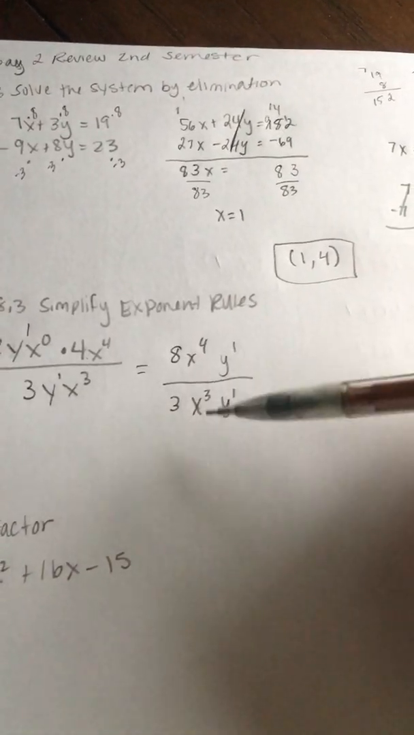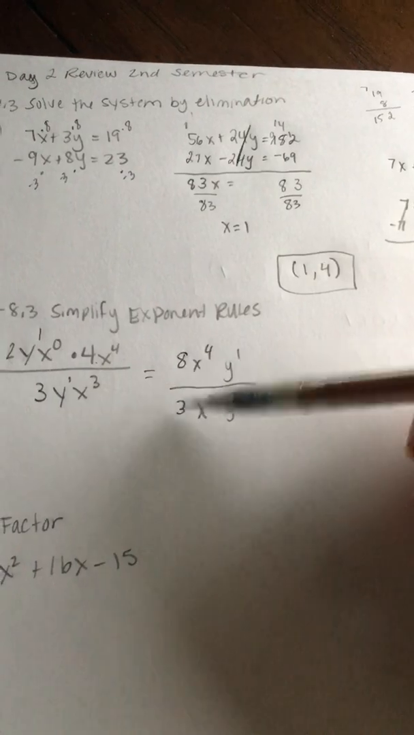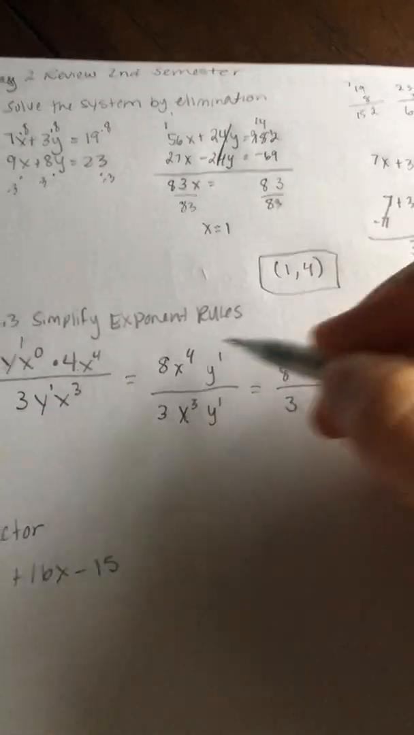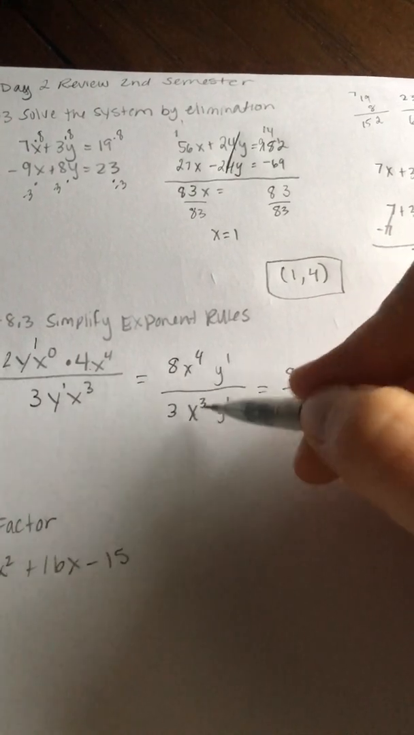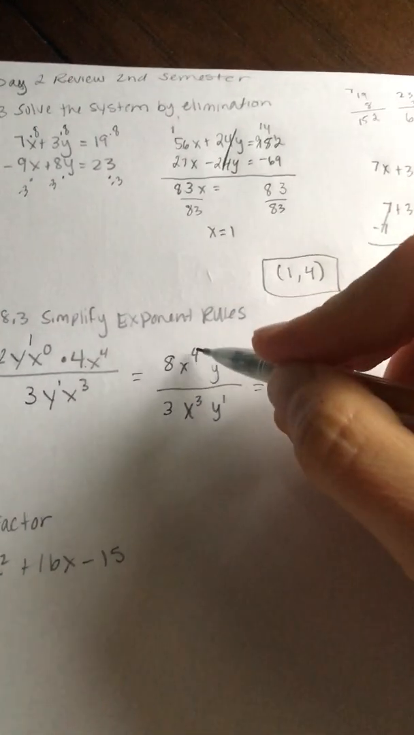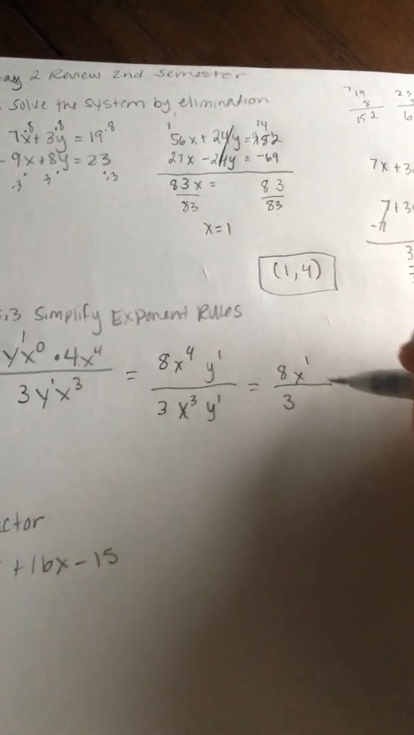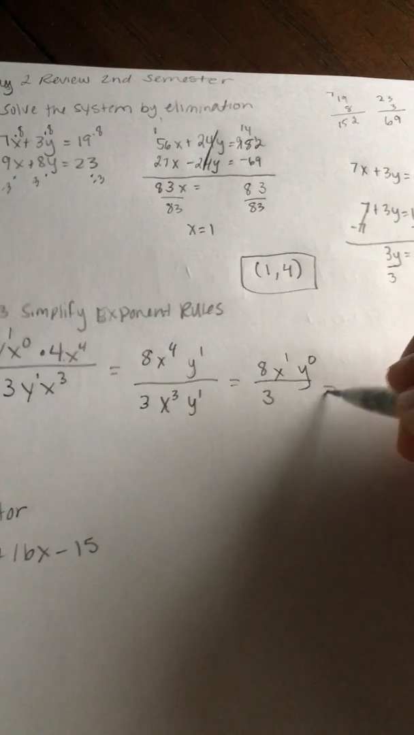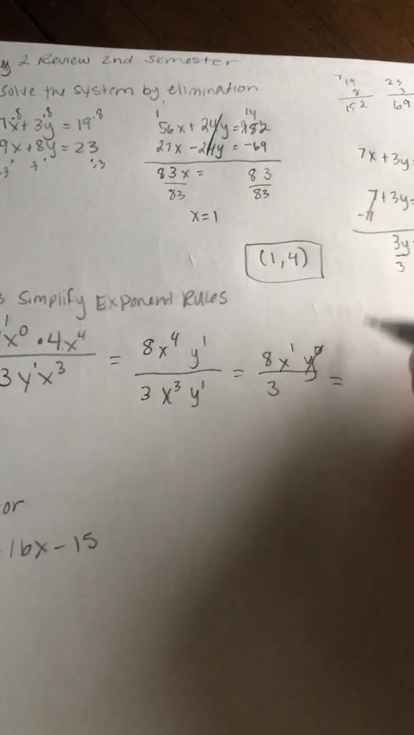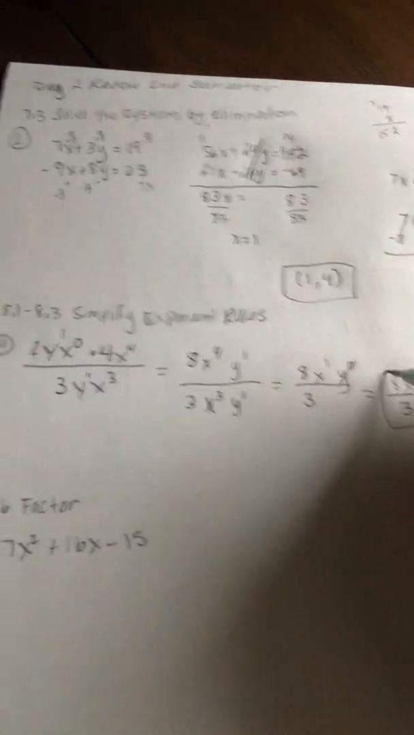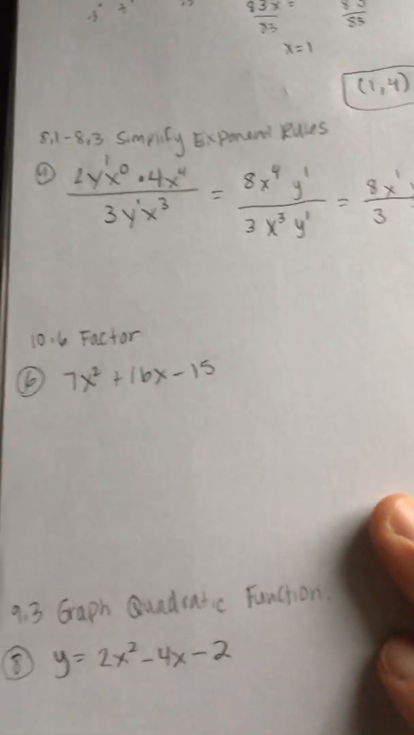Now I can work top to bottom. These don't have the same base, so my 8 and my 3 are staying. These have the same base, so I'm going to subtract those exponents. These have the same base, so I'm going to subtract those. 4 minus 3 is 1, and 1 minus 1 is 0. Anything to the 0 power, remember, becomes a 1. So I'm saying 8x over 3 is my final answer for number 4.